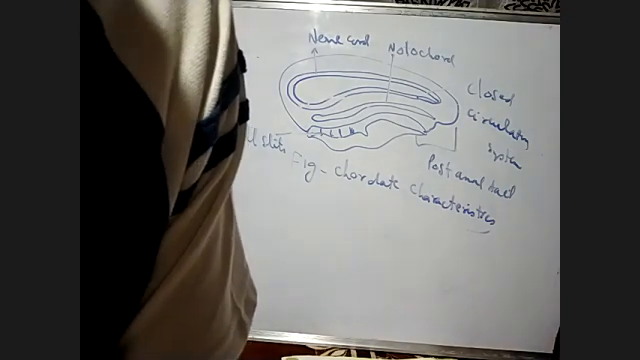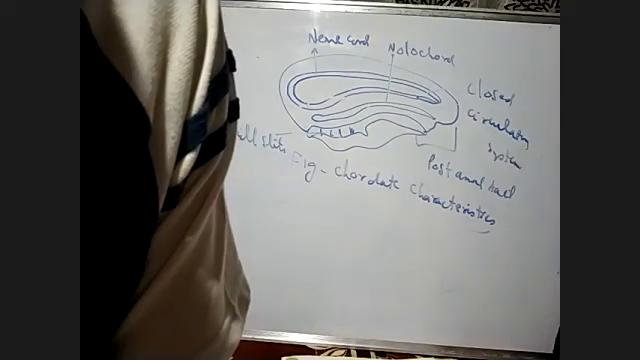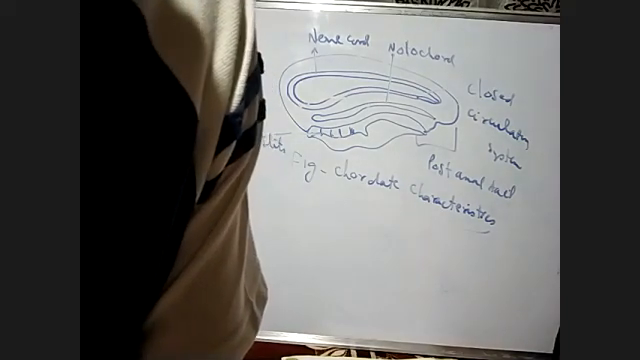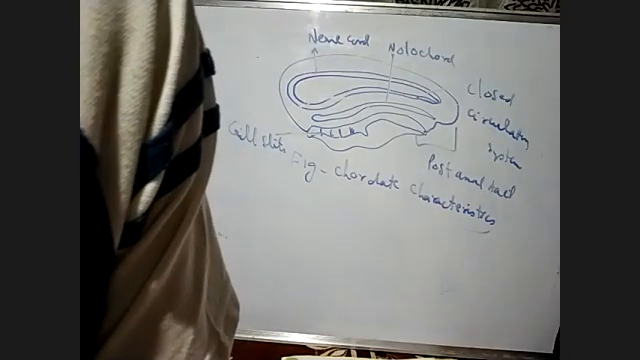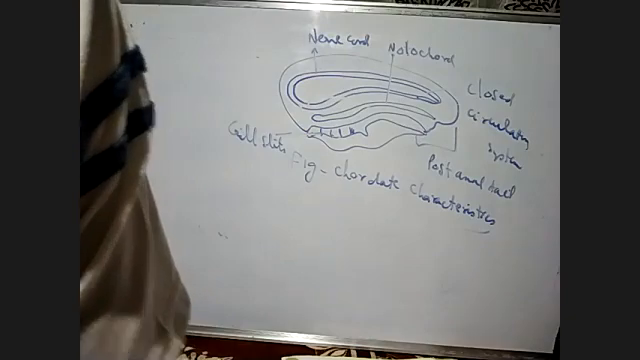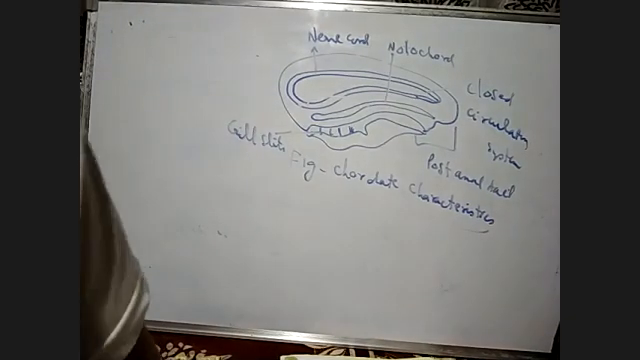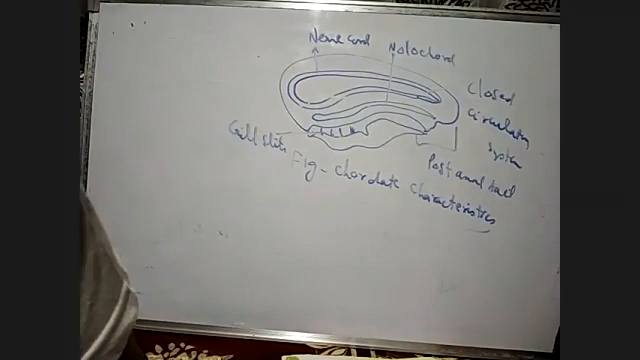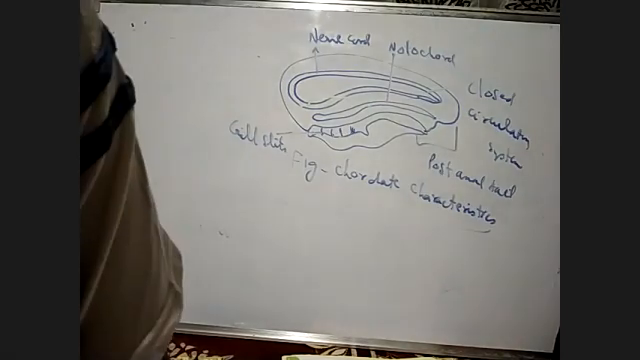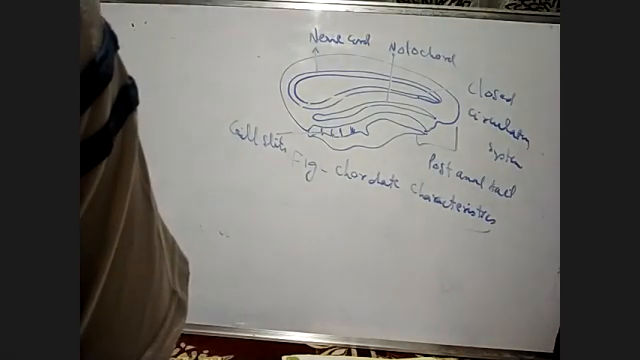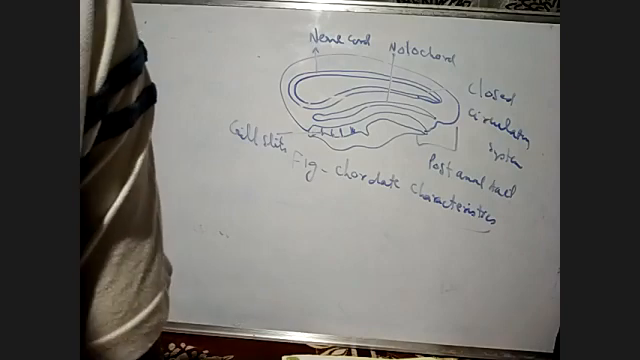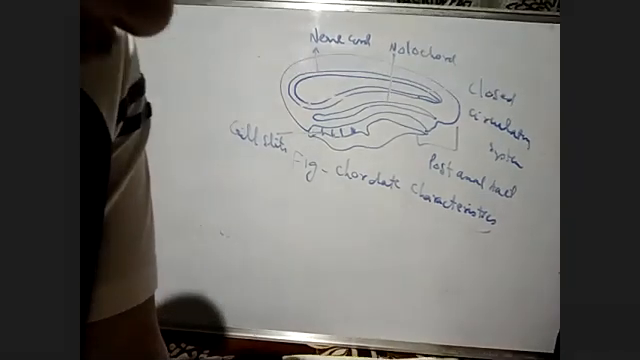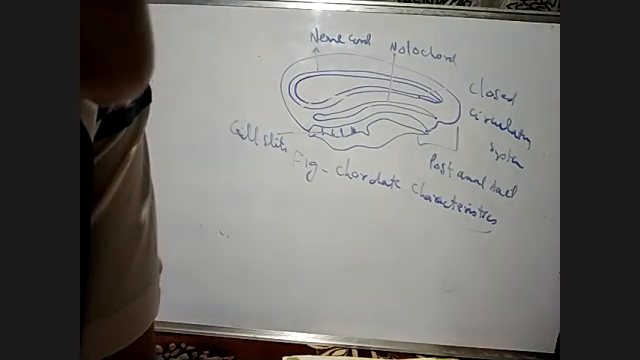And you see, nerve cord: you can write, the nerve cord is a solid strand of nervous tissue. It coordinates the function of the body.